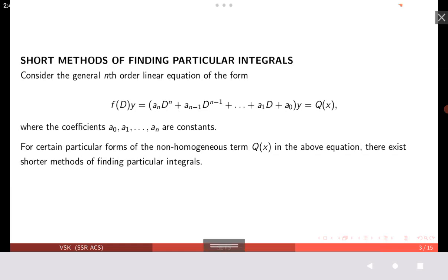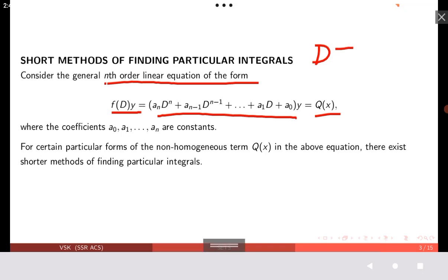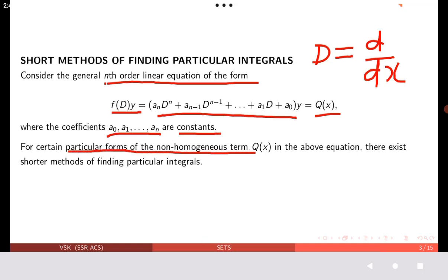So consider the general nth order linear differential equation of the form f(D)y = Q(x), where f(D) is having this form, where D represents the derivative with respect to x, that is d/dx, and the coefficients a0, a1, ..., an are constants. For certain particular forms of the non-homogeneous term Q(x) in the above equation, there exists a shorter method of finding the particular integral. We'll see one of the forms of Q(x) and we'll find the shorter method.